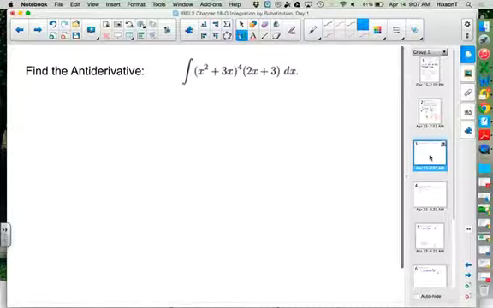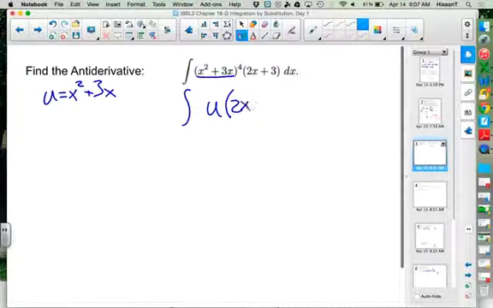Now, my inner function is this right here. That's u. So right now, u equals x squared plus 3x. Right now I have the integral of u times 2x plus 3 dx, and it's u to the 4th power. Does everyone follow that?